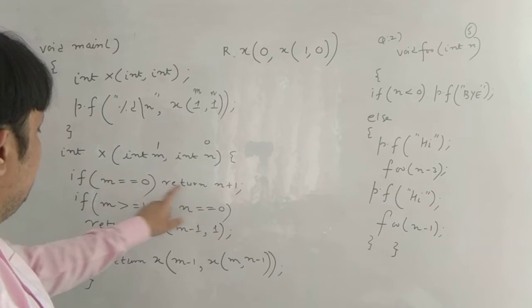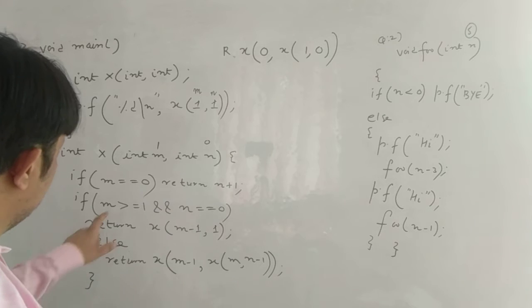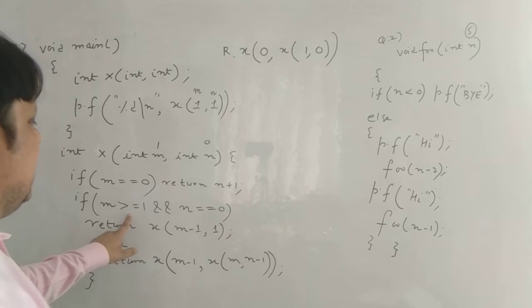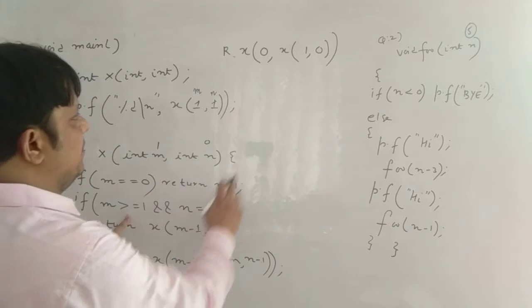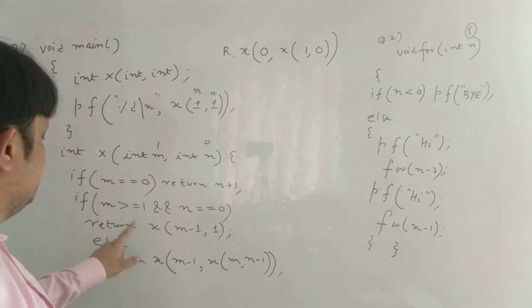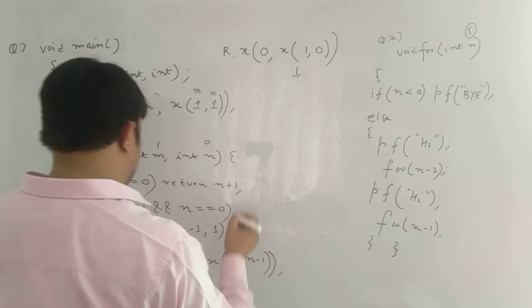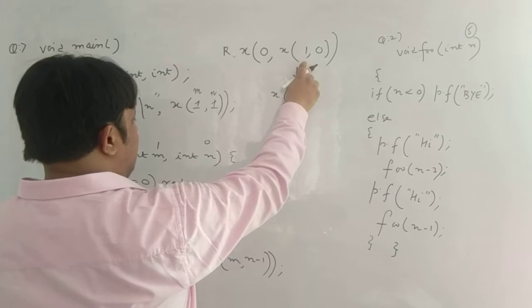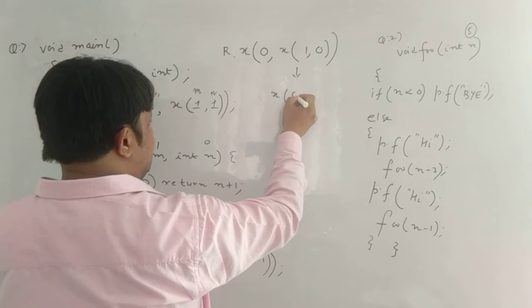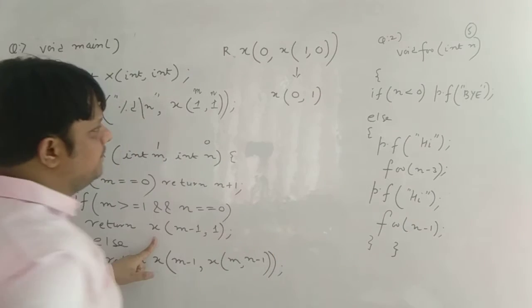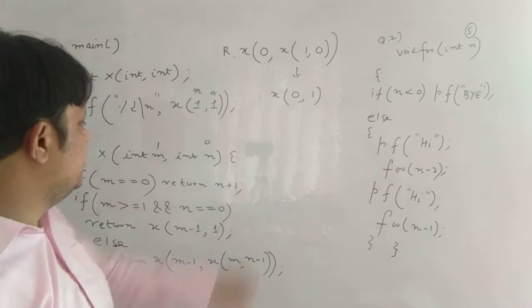So if m is equal to 0, the condition is false. If m greater than or equal to 1, yes, m is 1, and n is equal to 0, yes, n is 0, the condition is true. So return what? x(m minus 1, 1). So this function will return x(m minus 1, 1), the value of m is 1, 1 minus 1, 0 comma 1. Fine. Now we will call this function 0 comma 1.